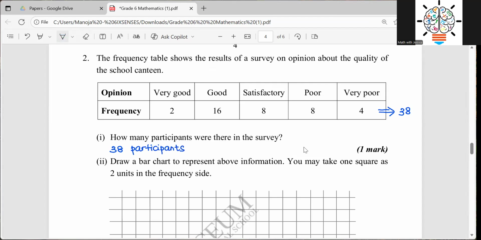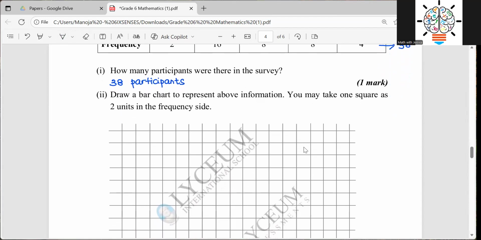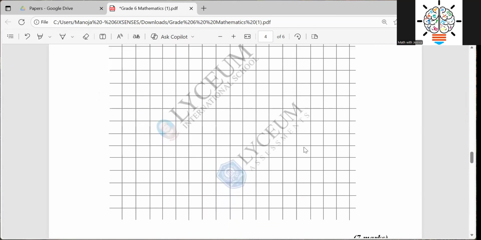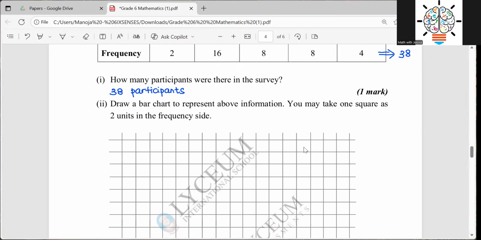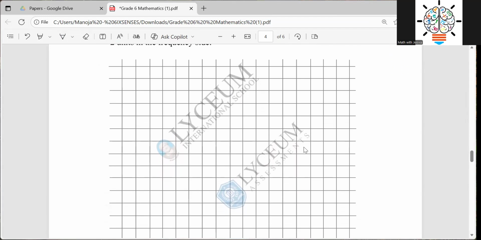Right? Okay. So then draw a bar chart to represent the above information. You may take 1 square as 2 units on the frequency side. So if 1 square represents 2 units on the frequency side, then you want to use that here, children, as I am drawing on my board and writing pad. Sometimes I can't draw exactly. I'll try my best.